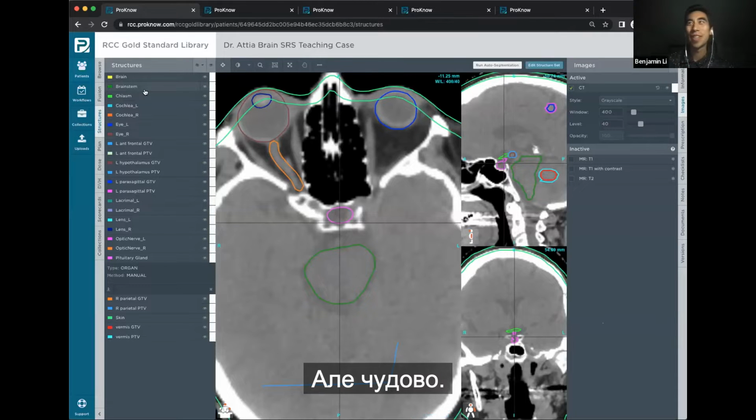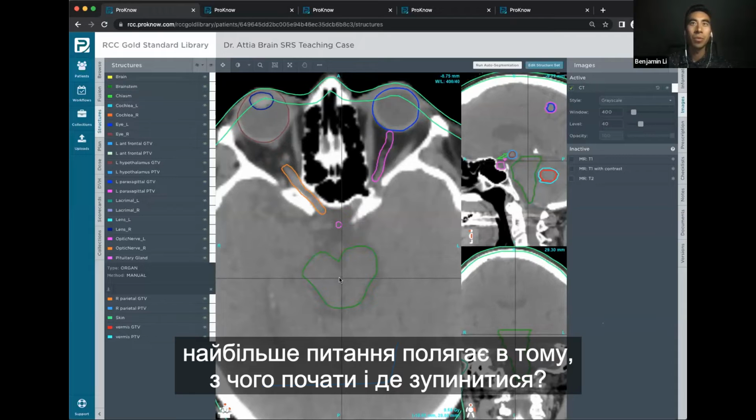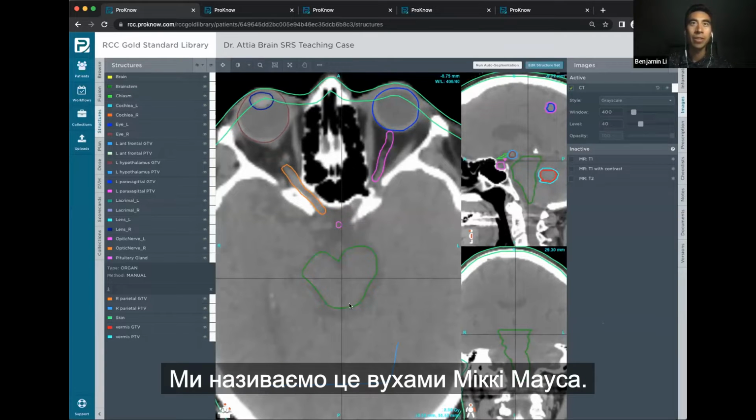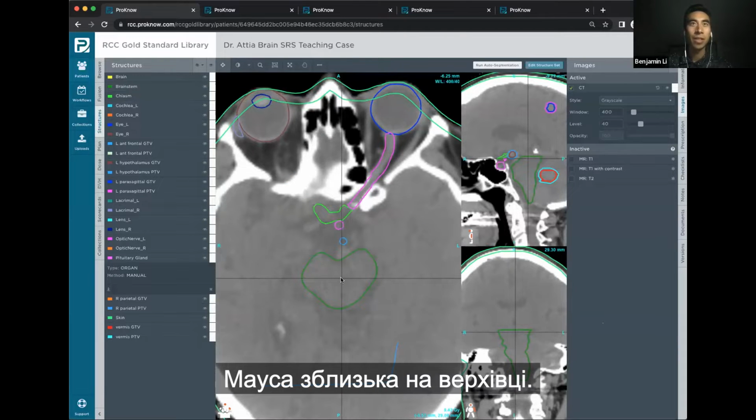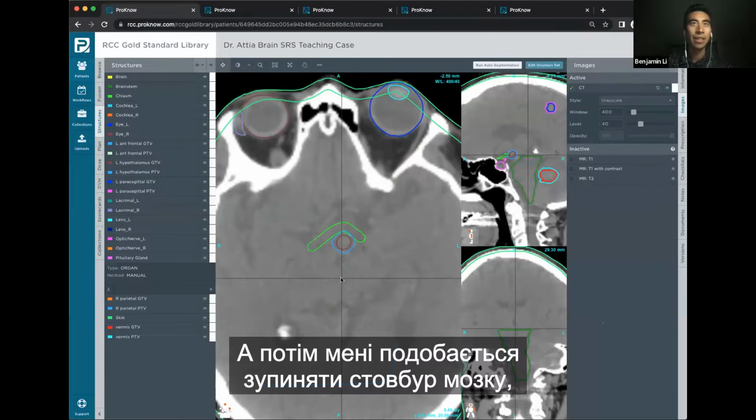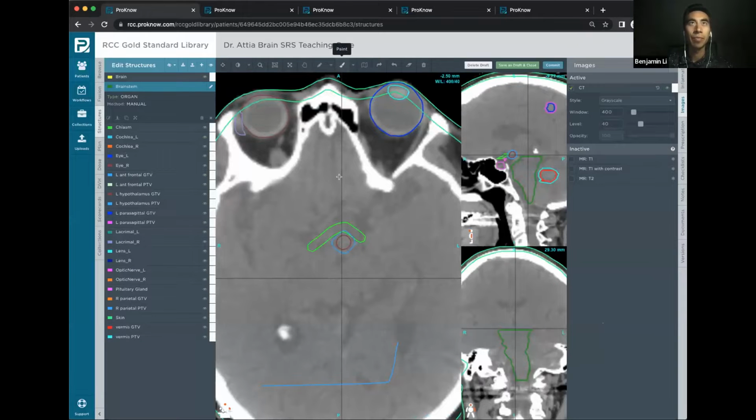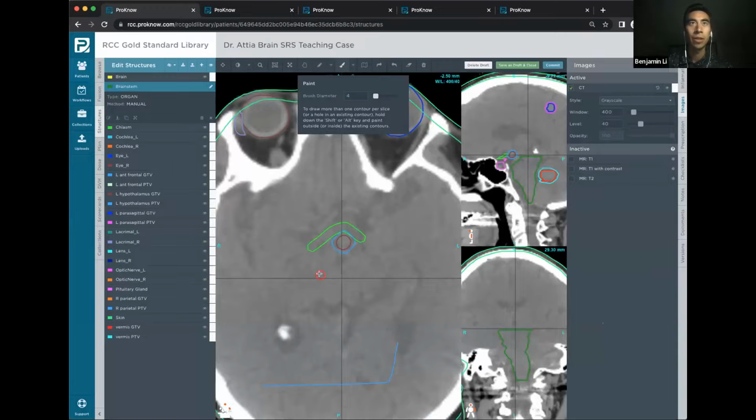But great. And lastly, the brainstem. So I think with the brainstem, the biggest question is, where do I start and where do I stop? We call this Mickey Mouse ears. So you should see it looking like Mickey Mouse ears close to the top. And then I like to stop the brainstem when I get up to the ventricles. And you want to be consistent in how you're contouring.